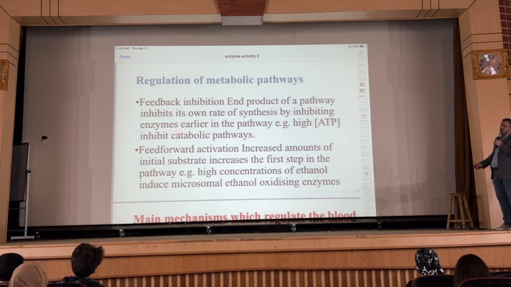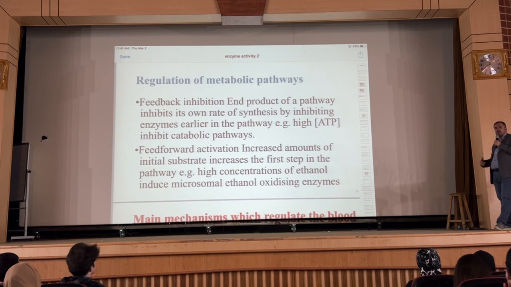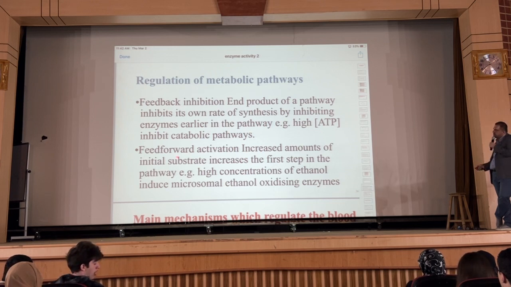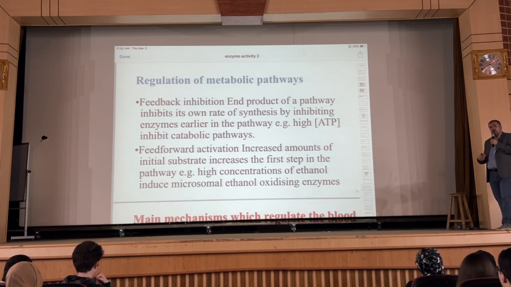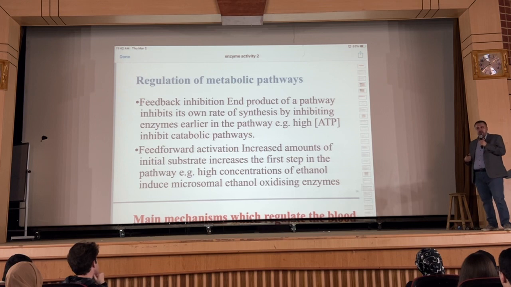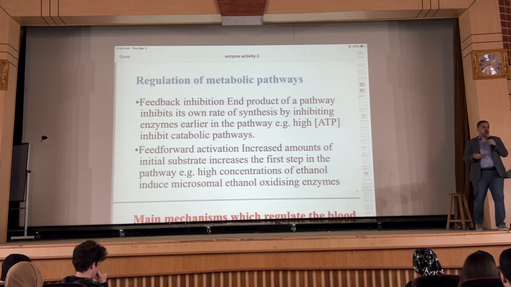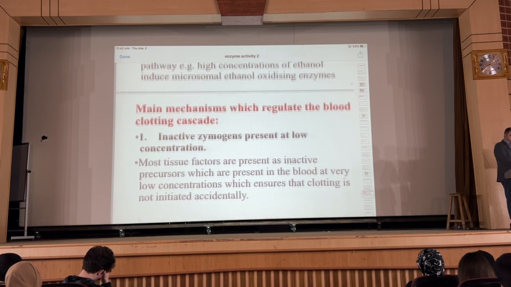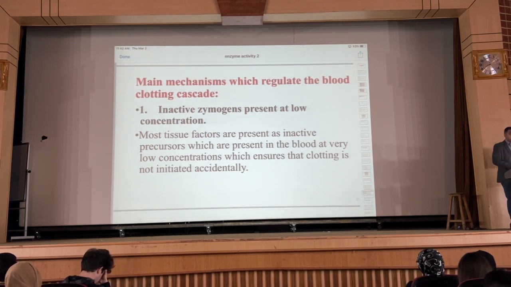Metabolic pathways are strongly controllable by substrate and product. Feedback inhibition: the product of the pathway inhibits its own synthesis. The product can inhibit the first enzyme. Feed forward activation increases the amount of the initial substrate. When the substrate accumulates, the activation pathway can catabolize the product to make the basic molecules, which are glucose, amino acids, and so on.